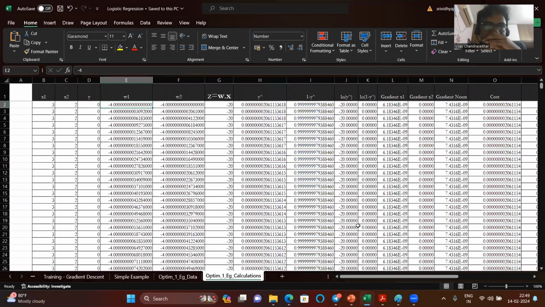Isn't it w dot x, the dot product of the weights and the feature vector? Can we say that? That's how we define z, right? Any doubts on that? Because if you look at the way we define z, z is nothing but the dot product of the w vector and the x vector, x being the feature and w of course the weights. So we calculate z.